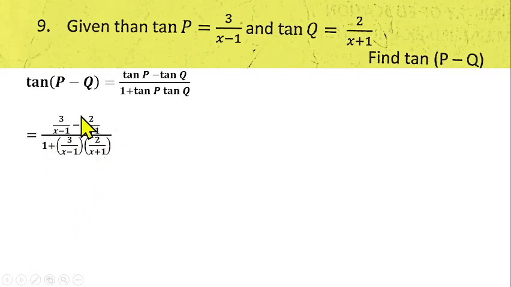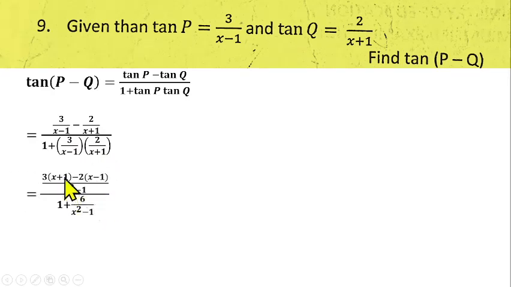From there, if we simplify further, we can find the LCM of the numerator, which is s minus 1 into s plus 1, and that's the difference of two squares. So that should give us s square minus 1 for the LCM. Also this one will multiply this one, also a difference of two squares, that gives us s square minus 1, then 3 times 2 gives us 6.